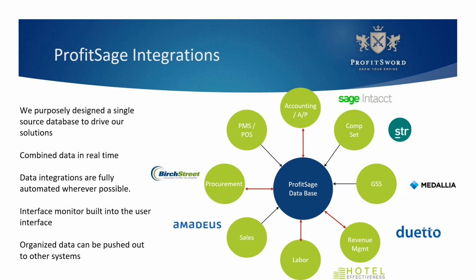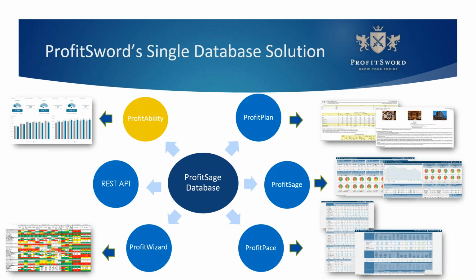Once we've created the database, gathered the data together and helped you to organize it, we layer on top of that database different systems that allow you to use that data. As you can see, we've got several different applications. The one we're going to talk about today is called ProfitAbility. It is the newest application that we've added to our suite.